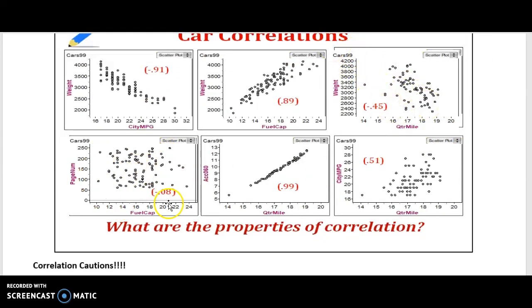Here we have something very close to zero, so basically no association whatsoever between fuel capacity and the page number that you find the book in the car. I'm sorry, the car in the book.